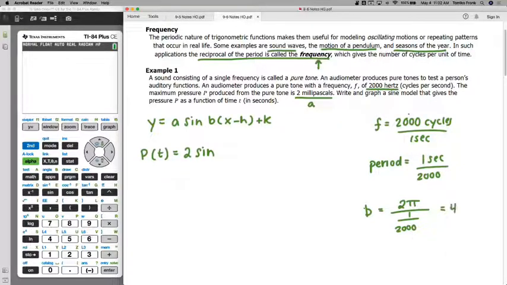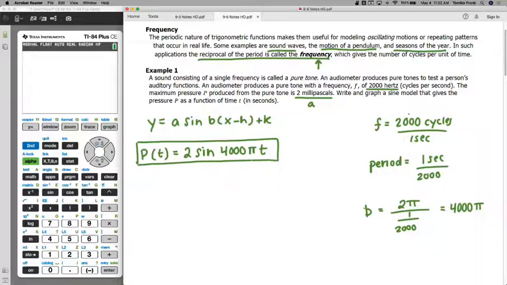That becomes 4,000 pi radians. That's going to go into our equation here where we would put the frequency. I'm going to switch the variable to t since we're measuring in time. And then we're not given any information about any other shifts. So that is our final equation here: 2 sine 4,000 pi t. And the last thing we're asked to do is just sketch this.